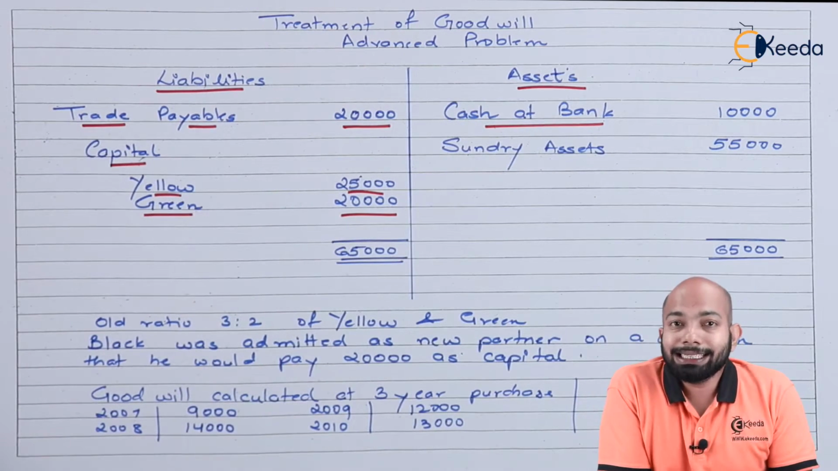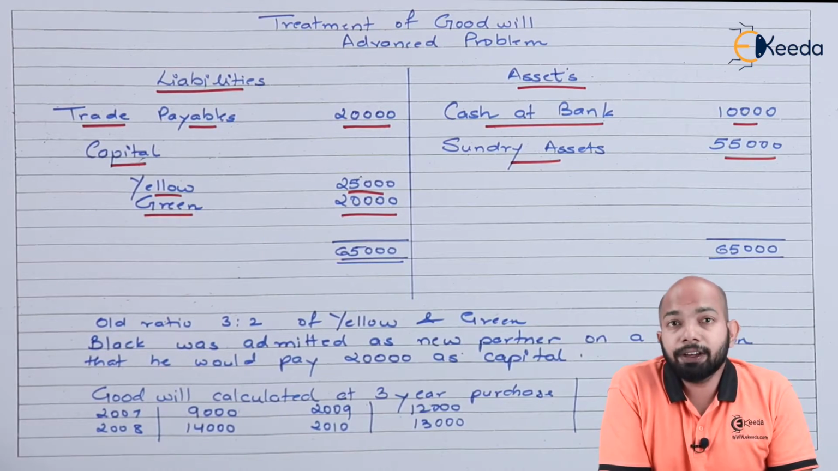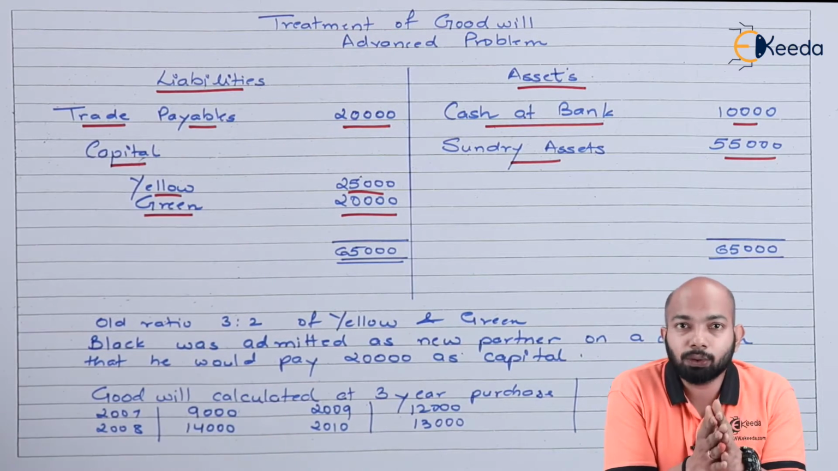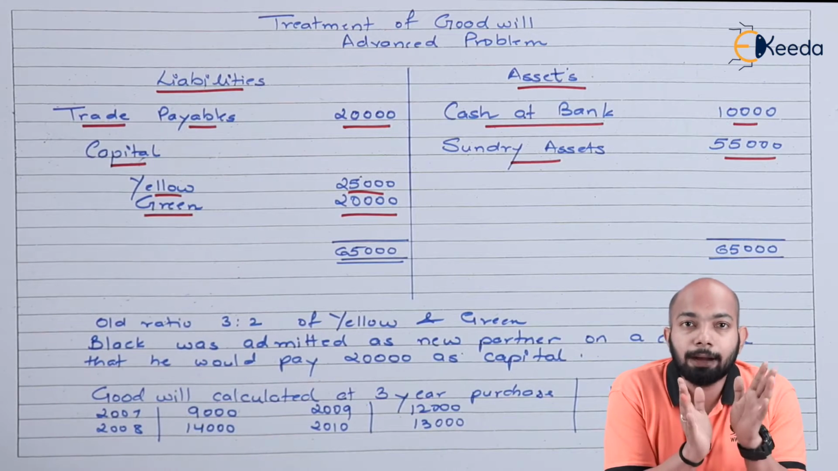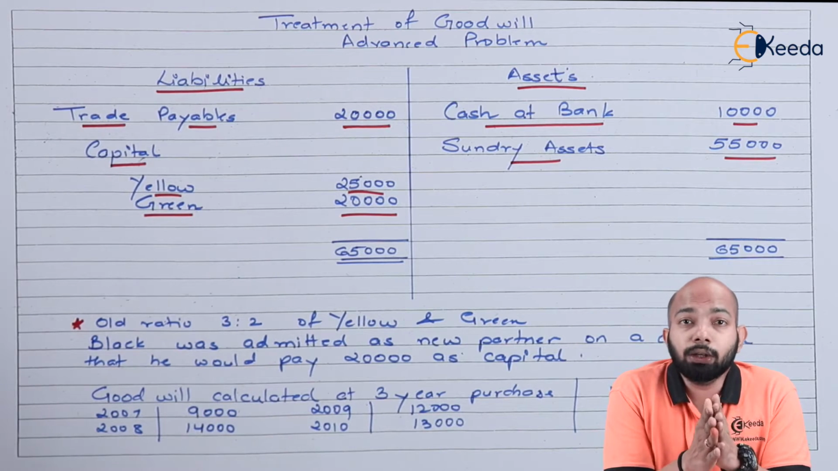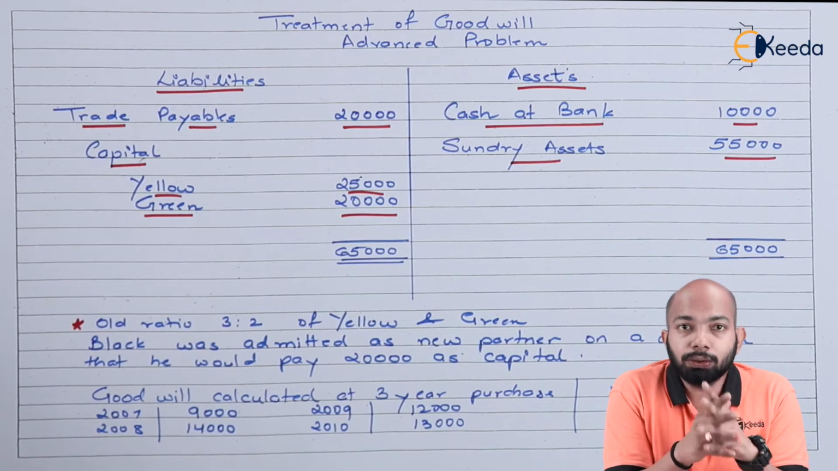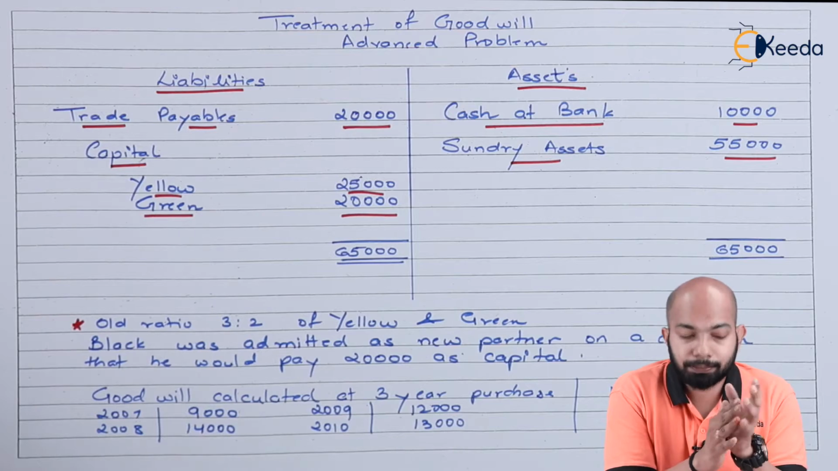The cash at bank is 10,000 rupees. Sundry assets amount to 55,000. So these are the details provided with the balance sheet, whose total tallies at 65,000. Now in the question it has been mentioned that the old ratio of Yellow and Green was 3:2. This is the old profit sharing ratio that has been mentioned in this question.